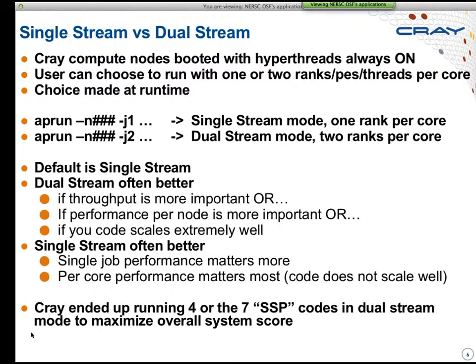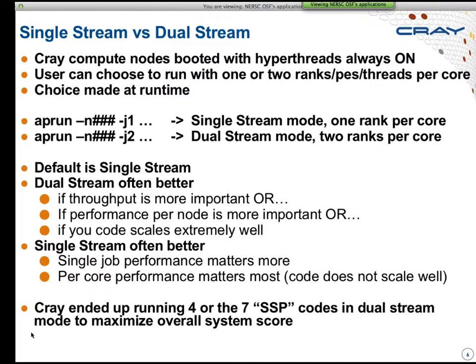You can run with J1, right? So the dual stream, this is high-level fuzziness, right? But the dual stream, well, if throughput is more important, or if performance per node is more important, or if your code scales extremely well, dual stream might be a good idea, right? Because in this case, your optimization function is not necessarily performance per CPU. It's not even necessarily maximum performance. It is the amount of performance for the resource that I'm using.